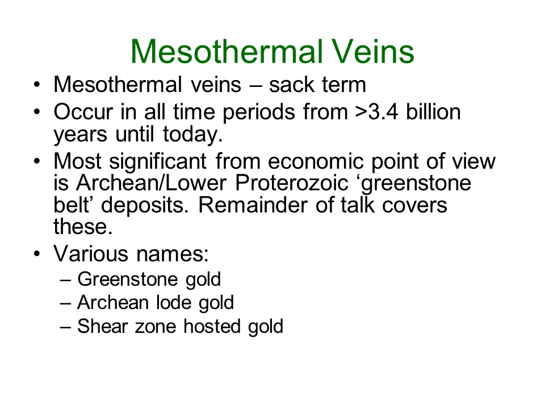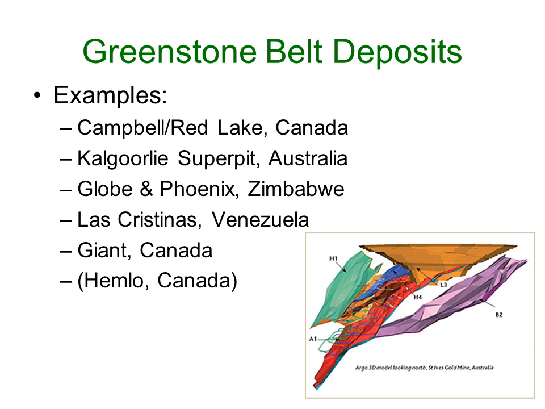As I mentioned, these deposits go by several names, depending on who you talk to. Greenstone gold, Archean shear zone hosted gold deposits, shear zone hosted gold, or orogenic gold deposits. They all refer to pretty much the same sort of deposit. Well-known examples of this group of deposits include the Kalgoorlie Superpit in Western Australia, Campbell Red Lake and Giant Yellowknife deposits in Canada, Ashanti and Obuasi in Ghana, Las Cristinas in Venezuela. Although somewhat unusual in its characteristics, the Hemlo deposit in Canada can also be included in this group.